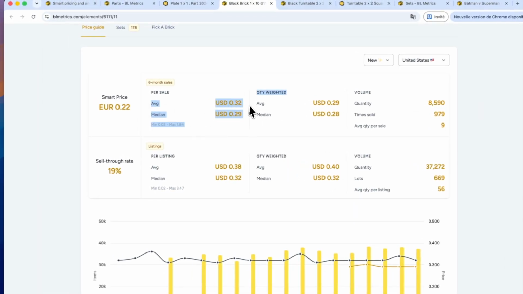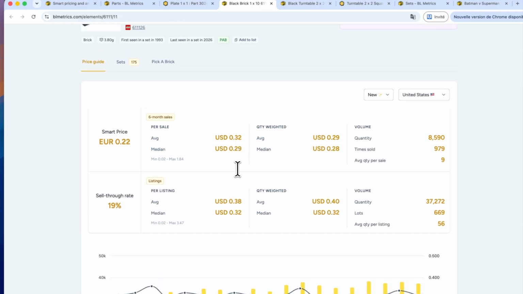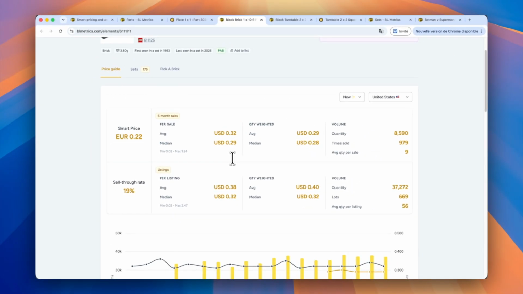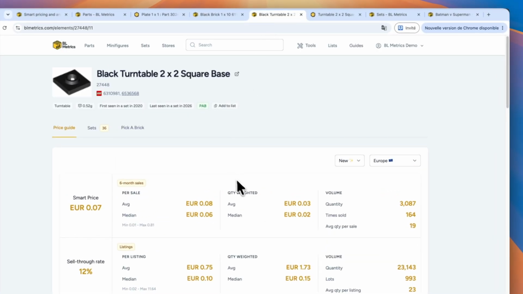There's the simple average, the average weighted by quantity, the median, and the median weighted by quantity. Medians are especially useful when a few unusual sales, like a clearance lot or a premium quick sale or an attempt at price manipulation, would otherwise distort the average. If the average and the median diverge a lot, that's a sign the distribution is uneven, and the median is usually the safer benchmark.